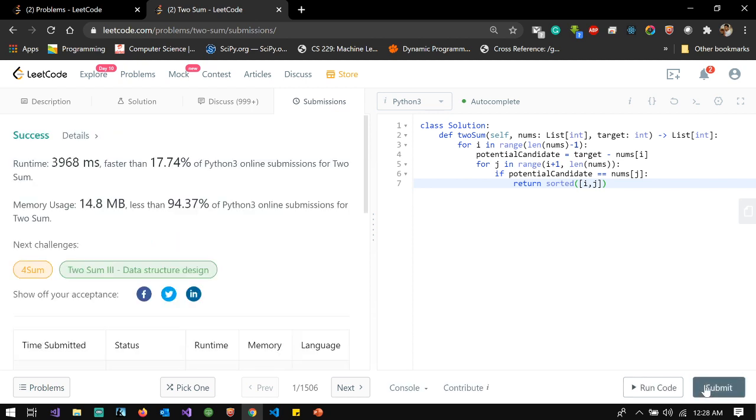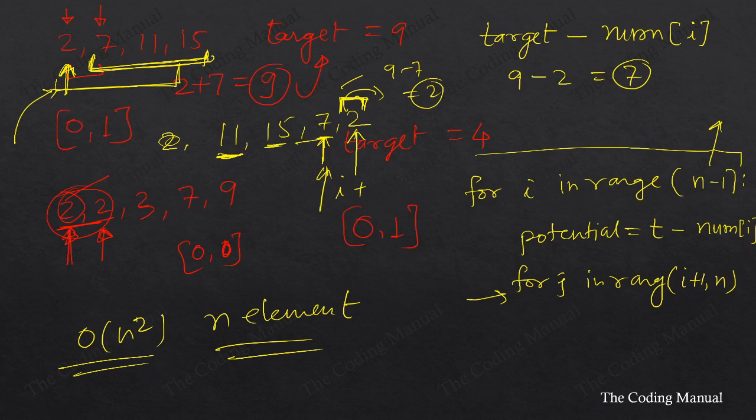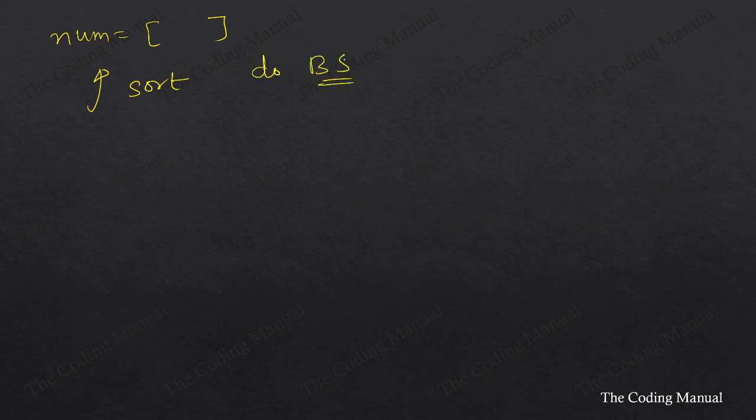Okay, so this one is an order n square solution, and we can think of another way. If we have the given nums array, I can sort it and then do a binary search. Binary search is really good.